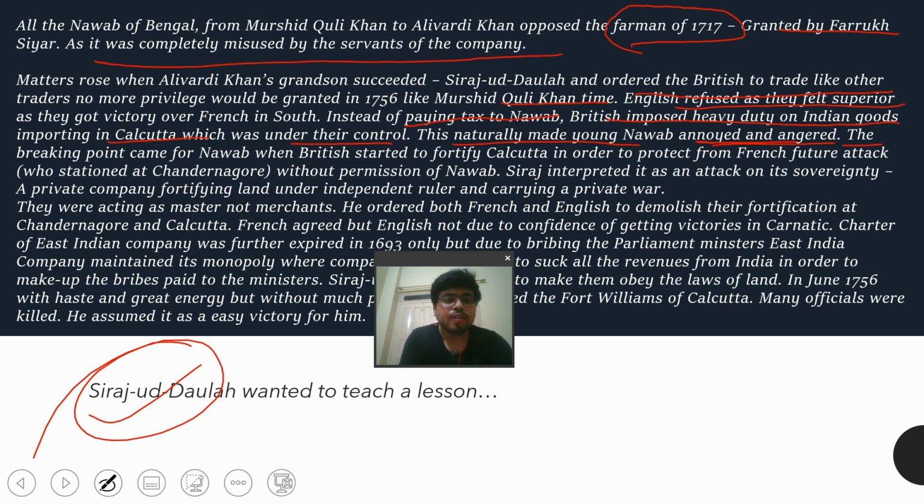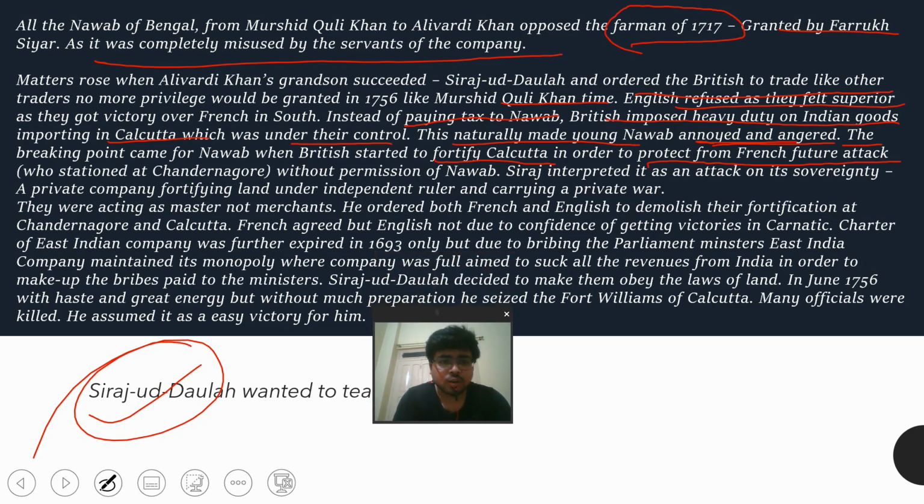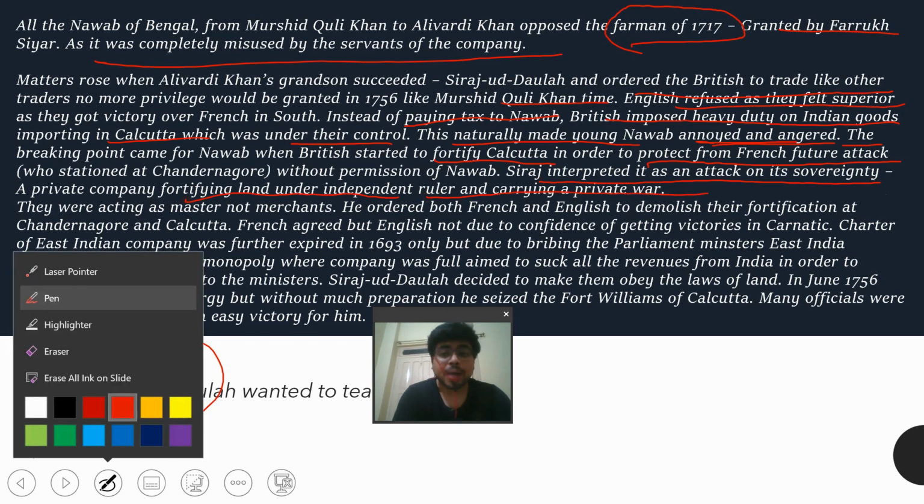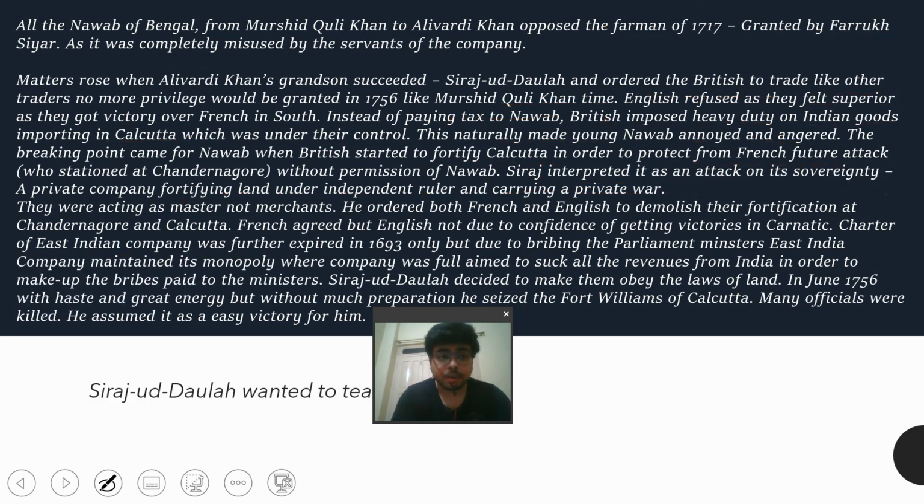The breaking point for the Nawab came when the British started to fortify Calcutta without his permission, in order to protect against a future attack by the French stationed at Chandernagore. Sirajuddaulah interpreted it as an attack on his sovereignty: a private company fortifying land under an independent ruler and carrying on a private war without his permission. They were acting as a master, not a merchant.